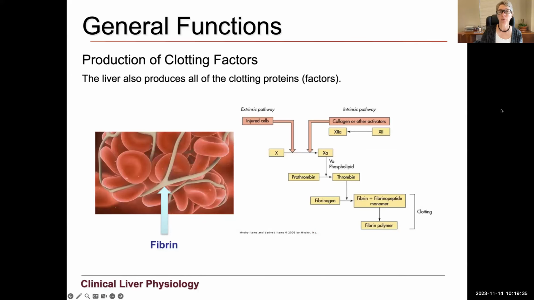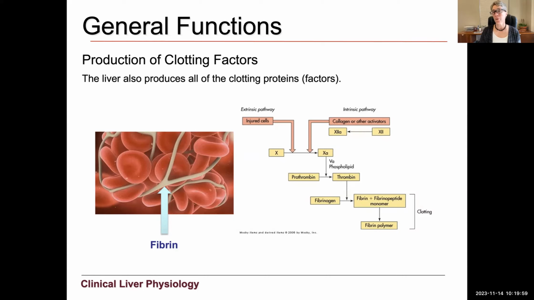Another plasma protein produced by the liver are clotting factors, or clotting proteins. There are 13 different clotting proteins. They all have a Roman numeral number. So clotting factor I, Roman numeral 1, 2, 3, all the way up through 13. You're only seeing a couple of them here. Here you're seeing factor 10 and factor 12.